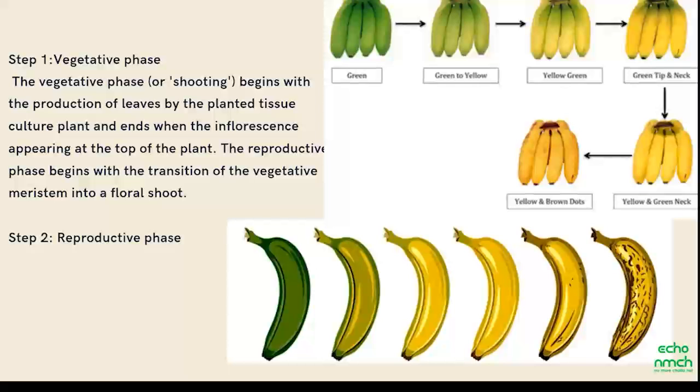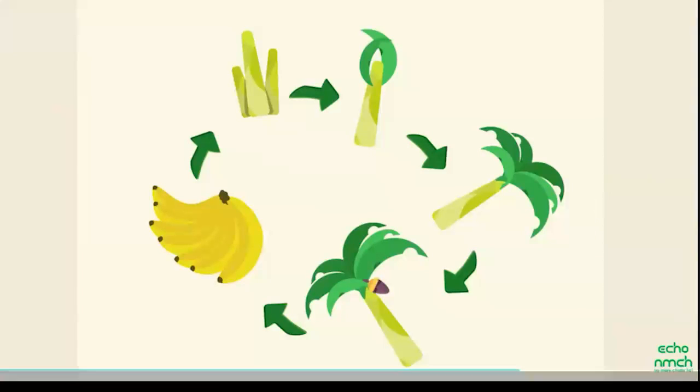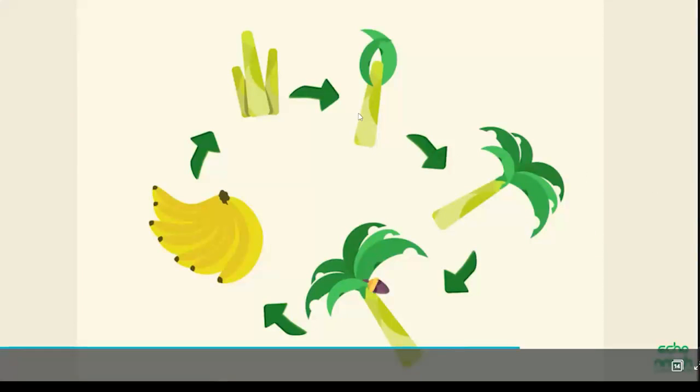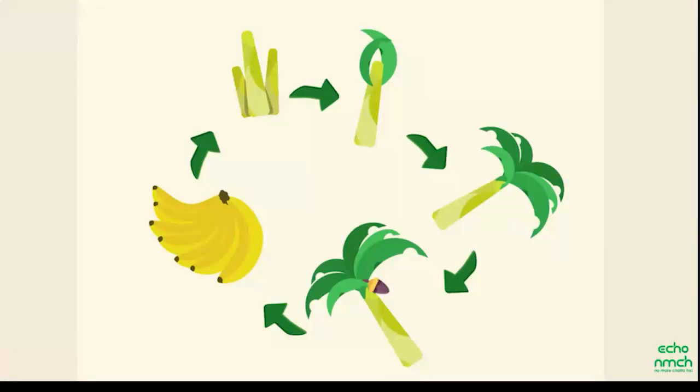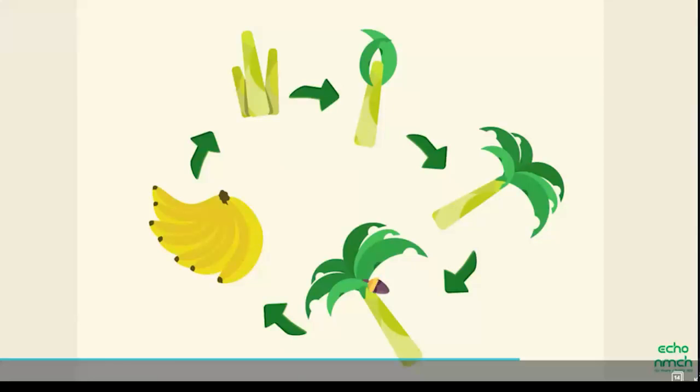Then comes the reproductive phase. This is a graphical depiction of the whole process happening, where it's a plant, then the leaves bloom, and then a little purplish pinkish portion comes on with flowers, and then finally little bananas. And when they are full and ripe, that's when they're taken.